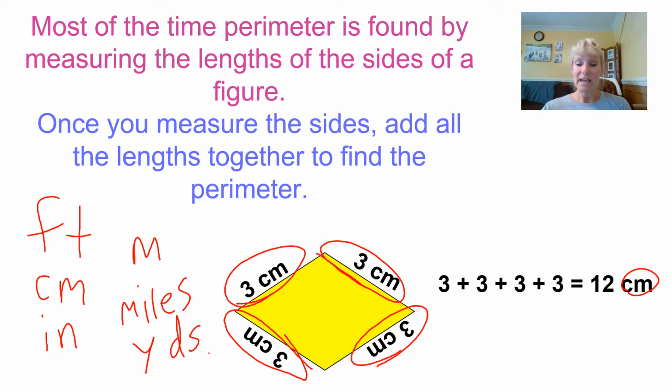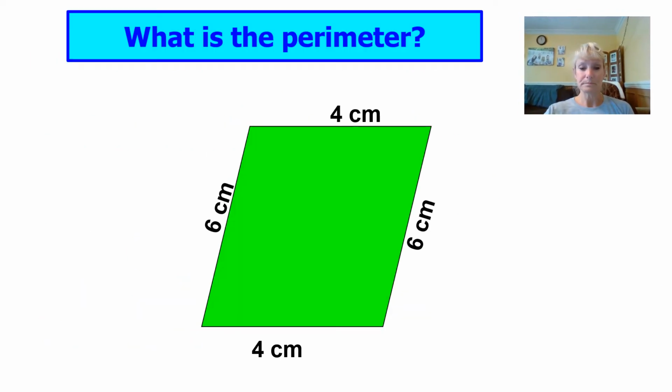You might use yards. These are all ways that measure length. All right, in this case, because they were all the same, we could have said 4 times 3 is 12, and that could have given us our 12 centimeters. So we can use multiplication and addition here as well when we're finding perimeter. All right, so what is the perimeter here? Go ahead, pause the video and come on back.